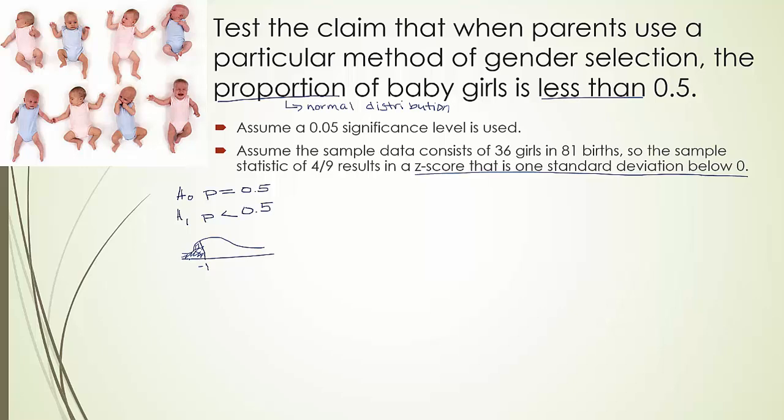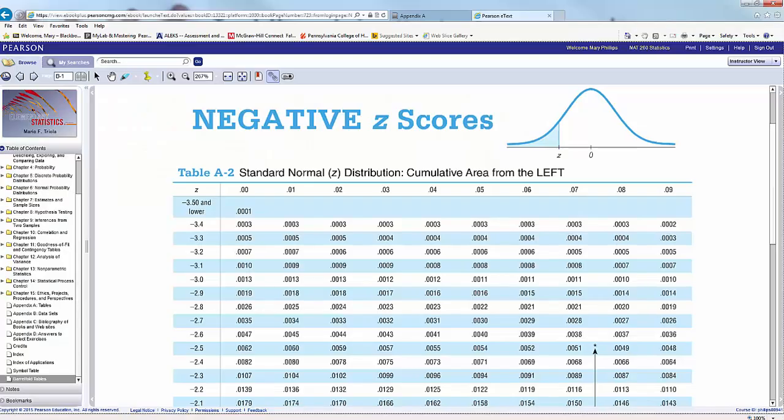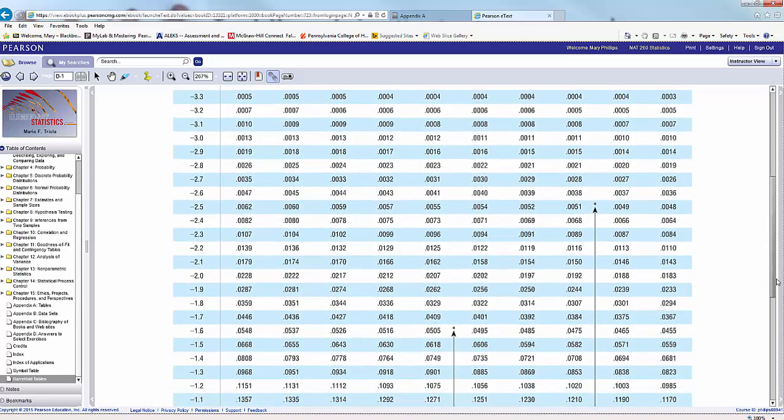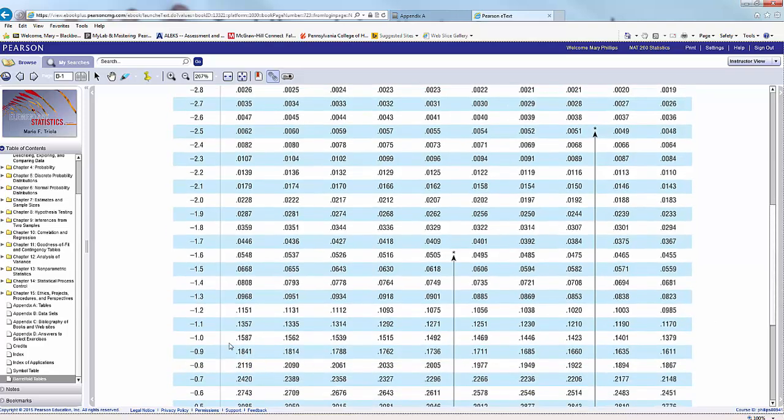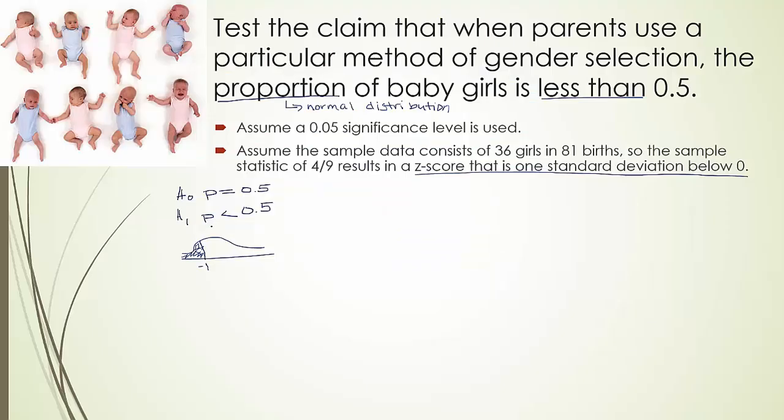So I'm going to go to my charts, and you see here I have the z-score chart. I'm looking for a z-score of -1, so I'm going to scroll down a bit, and -1.0, so 0.1587. So that gives me this particular area is 0.1587, and that is my p-value.